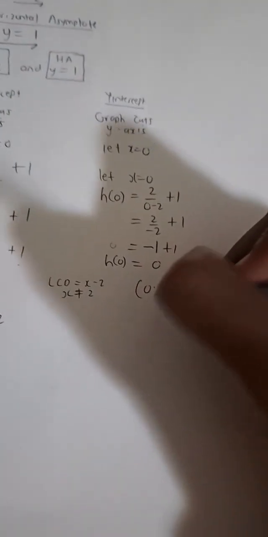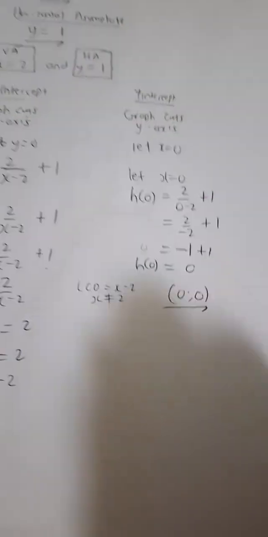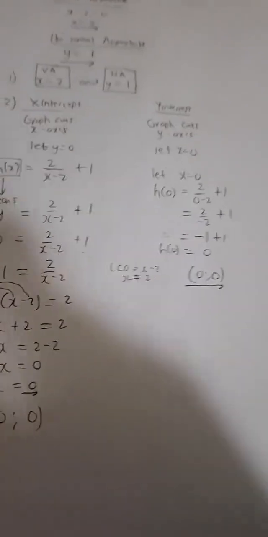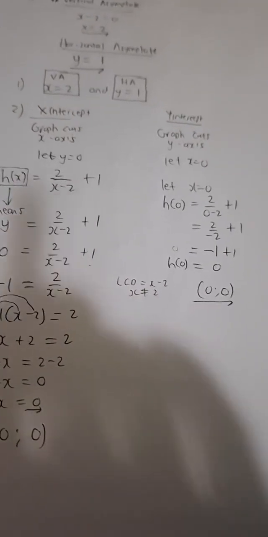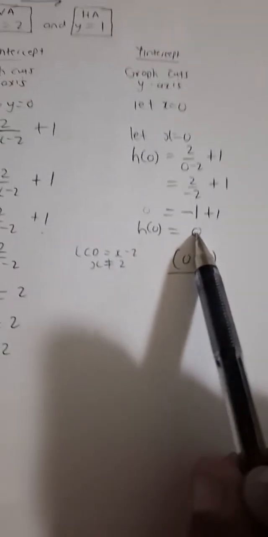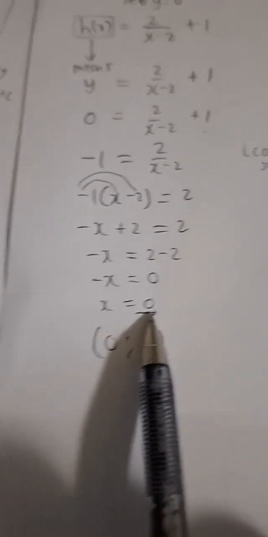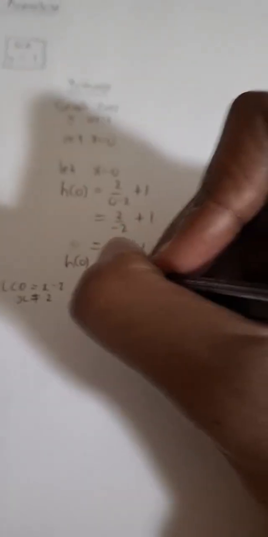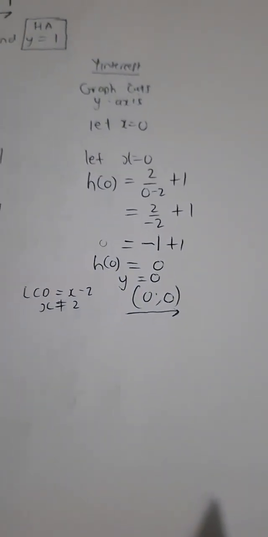So once again, we can see whether we are talking about the x-intercept or the y-intercept, it seems like the x and y-intercepts of the graph of h give us 0. So the x-intercept of the function is x is equal to 0. The y-intercept of the function is y is equal to 0 as well.